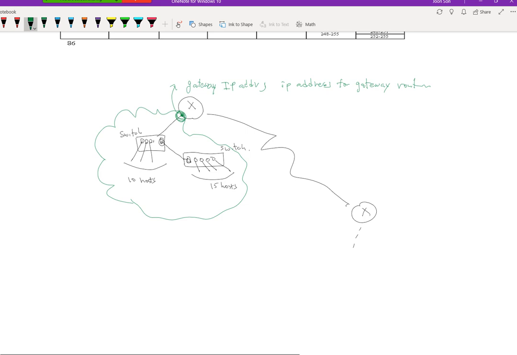And traditionally, they assign the first usable host IP address to the gateway. By the way, this is not a rule that you have to follow, but traditionally many system admins take the first usable host IP address for this LAN and assign it to the gateway router.